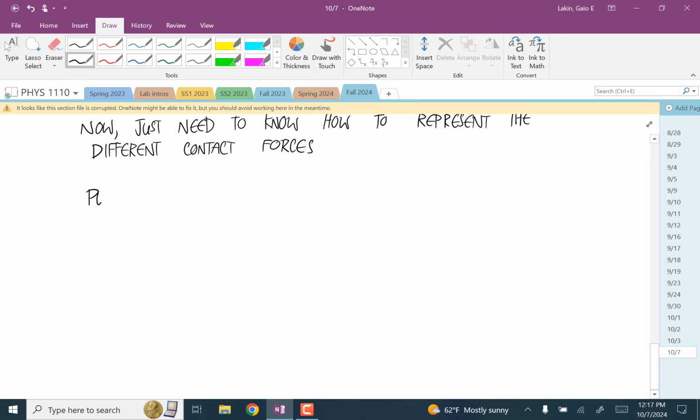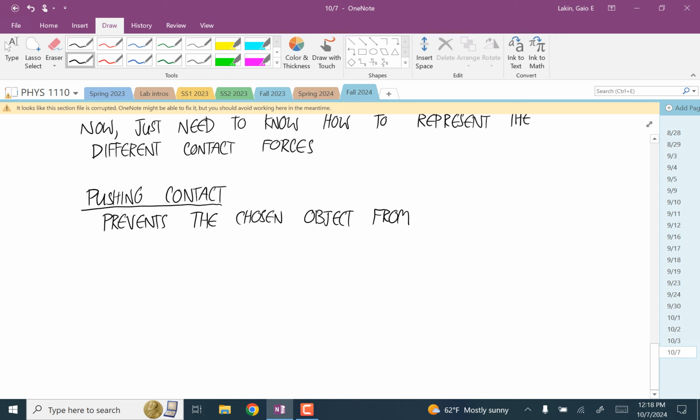So I'm going to start with pushing contact. So when two objects are in pushing contact with each other, that force prevents the chosen object from, let's say, invading the space of the contacting object.